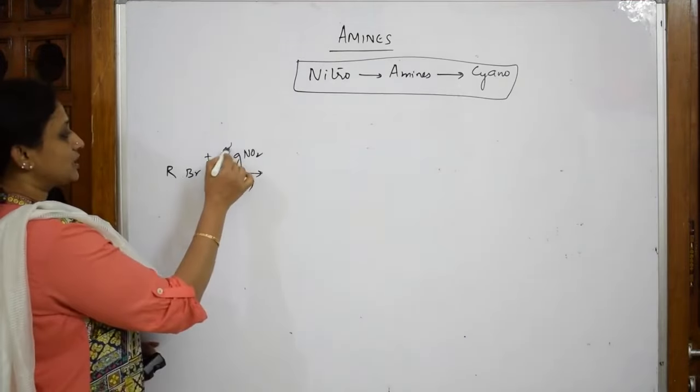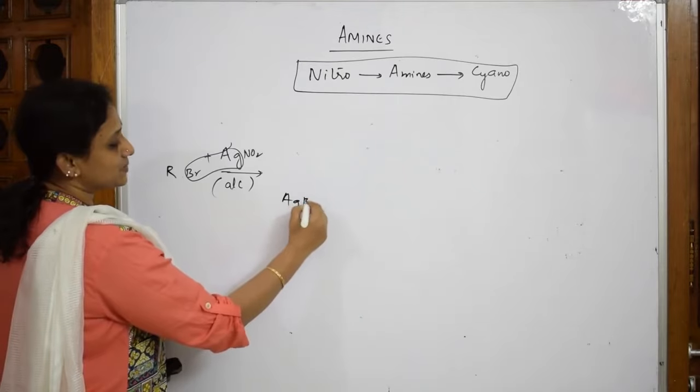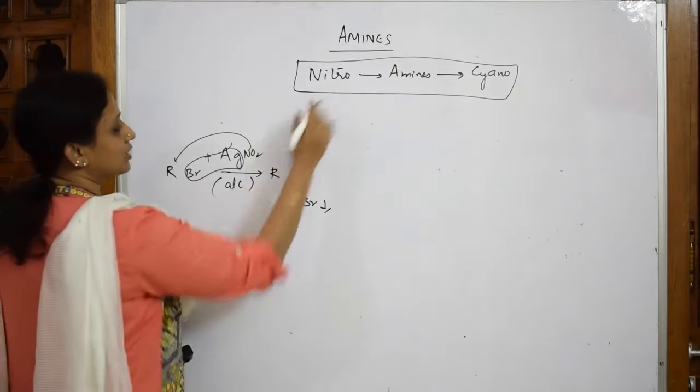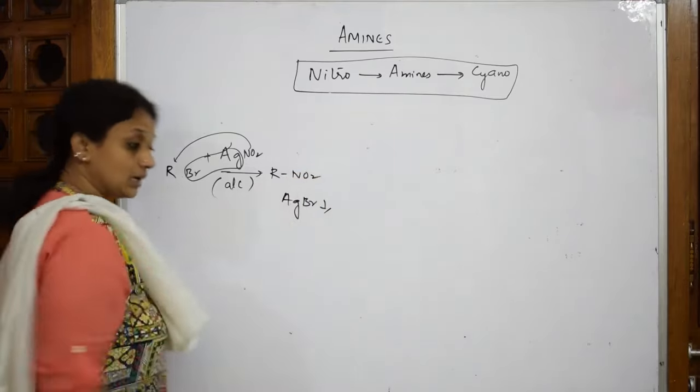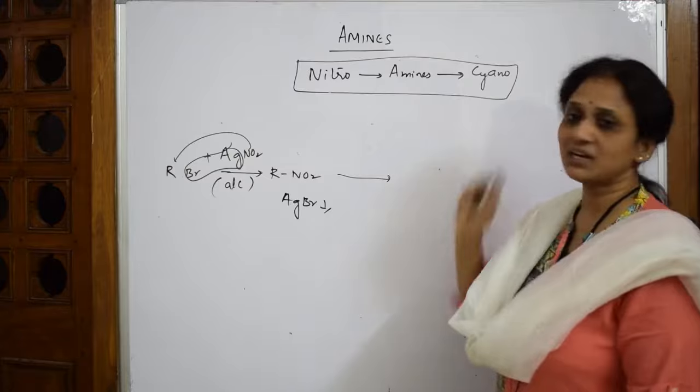Now the first important thing, Ag and Br come out. So what do you get? AgBr as a precipitate. What is left? NO2. Now see, I have prepared the nitro compound RNO2. Yes, simple. Now after preparing RNO2, I have to prepare amines.